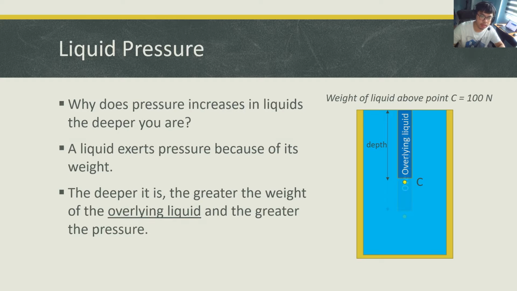So if you go deeper, now you have more liquid on top of you. There is more overlying liquid. And because there's more liquid on top of you, that mass of liquid has more weight and exerts more pressure. That's why the deeper you go, the more liquid that's on top of you, and therefore all of that liquid pushes down on you and exerts a great amount of pressure. And in this case, the weight of liquid is 500 newtons more than the previous depth. So the pressure of liquid comes from the weight of liquid on top of a certain point.